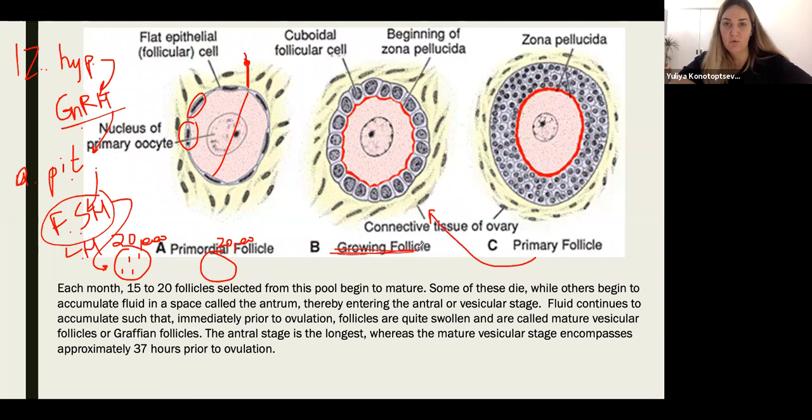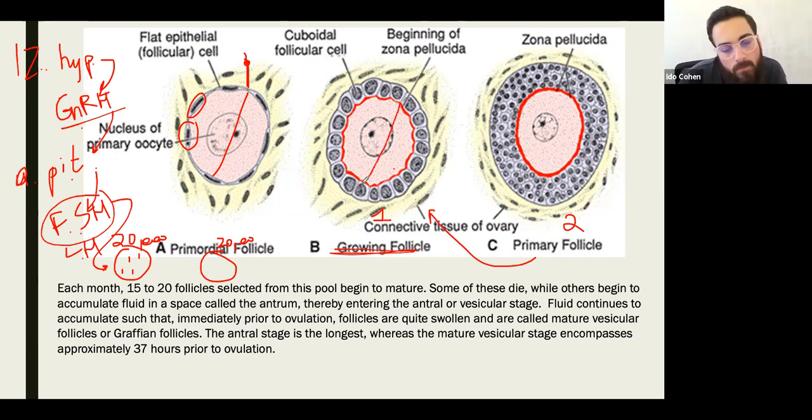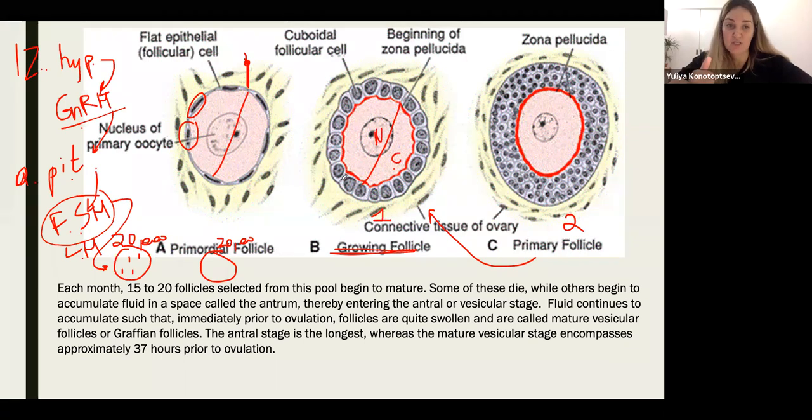This is a mistake in the book. This is a primary follicle. This is the first stage of primary follicle. This is the second stage of primary follicle. But before we talk about it, take a look. What is the difference between primary follicle and primordial? Inside, you still have primary oocyte. This is its nucleus, this is its cytoplasm. But take a look, the follicular cell has changed its shape. Under the influence of the FSH, the flat follicular cell becomes cuboidal.